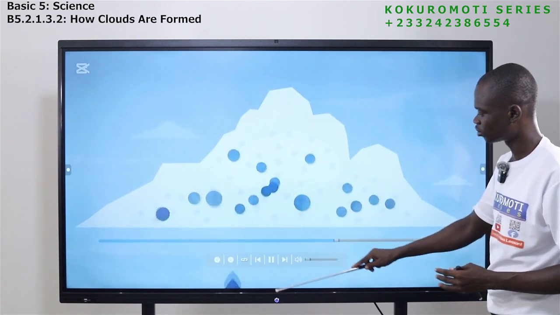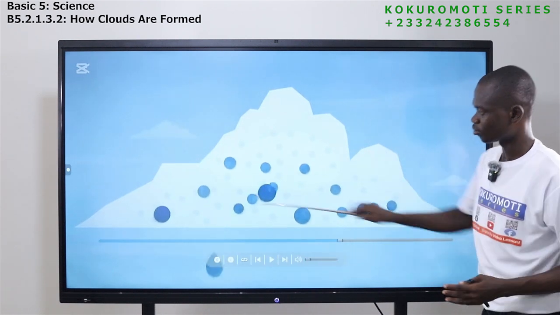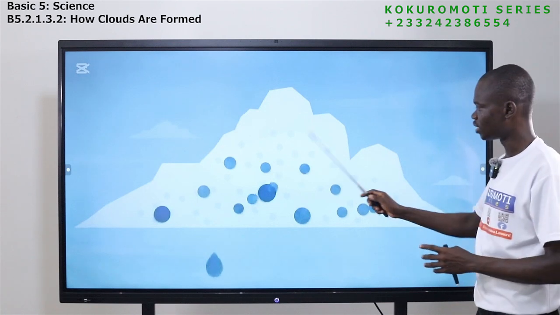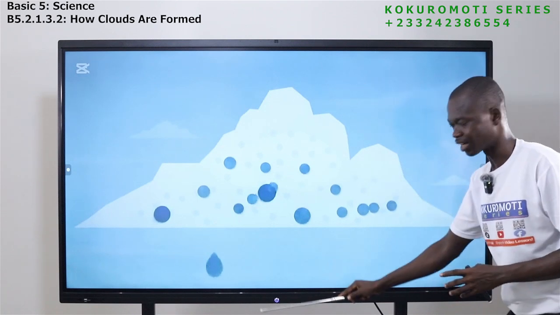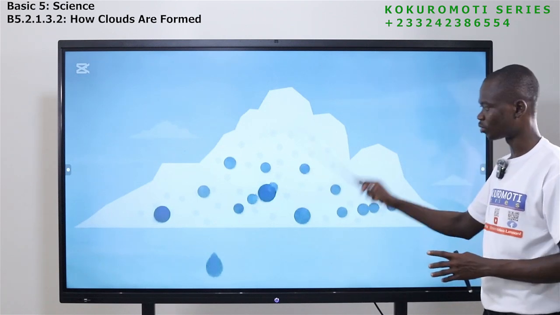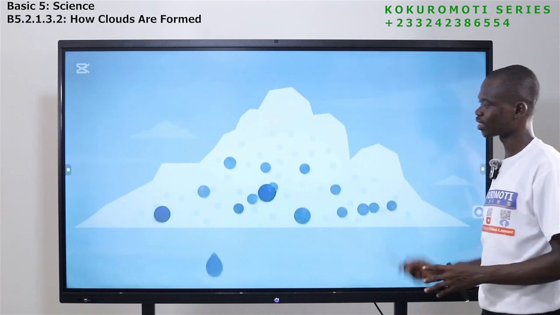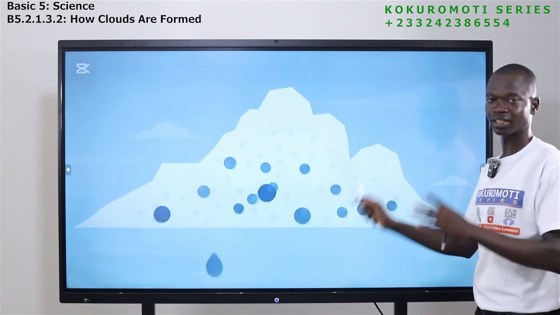So this is how clouds are formed. And when it becomes heavy, the water will fall down as rain. The water will fall down as what? Rain. This is how the whole thing happens.